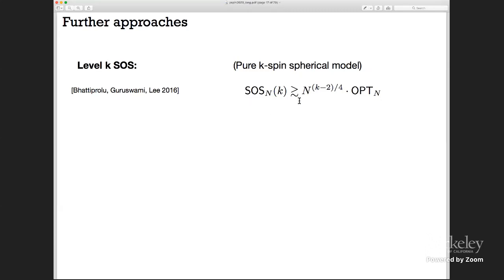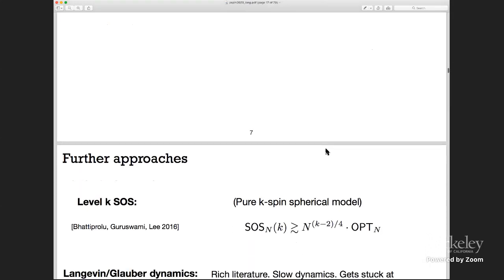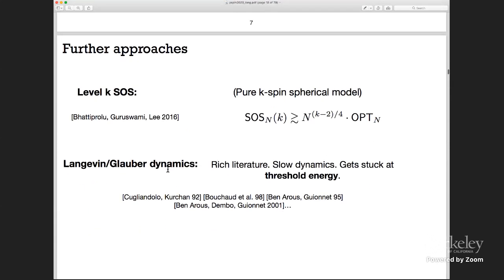And it turns out this is not only greater than the optimum, but it's greater than the optimum by a diverging factor, which is polynomial in N. So when you start to consider higher order polynomials, this doesn't do any better. It gets strictly worse. So other approaches that you can consider are global dynamics.